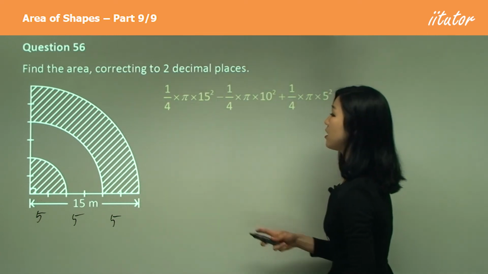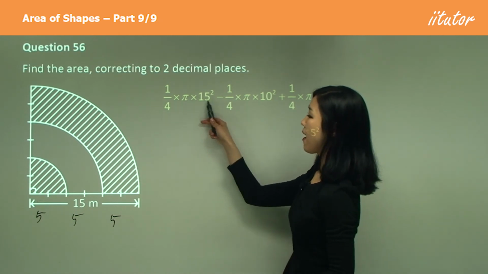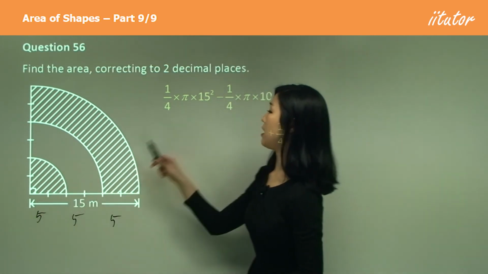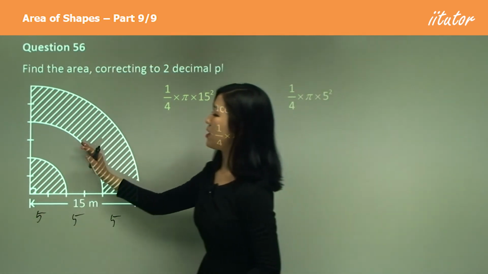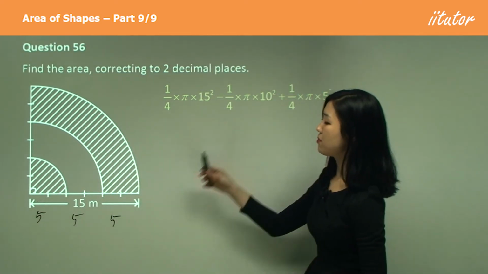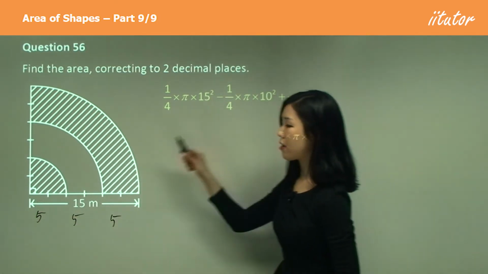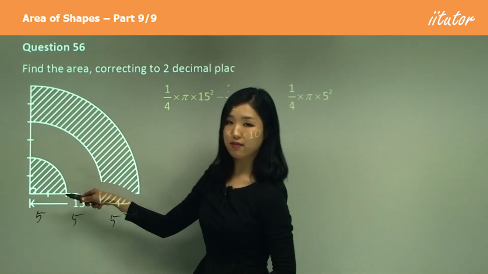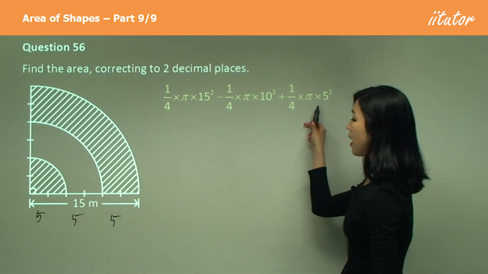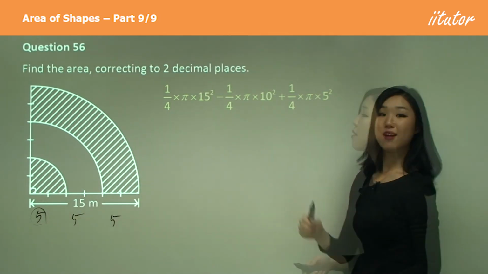So let's try it. We're going to do quarter because that's just a quarter of a circle. So quarter times pi r squared, the big one. So quarter times pi times 15 squared minus now the medium-sized one. We're going to subtract away quarter times pi times the radius is 5 plus 5, which is 10 squared. And then we also have to add back on the little bit because that's also shaded, isn't it? So we have to add that back on. We add a quarter times pi times, what's the radius this time? 5. So 5 squared.